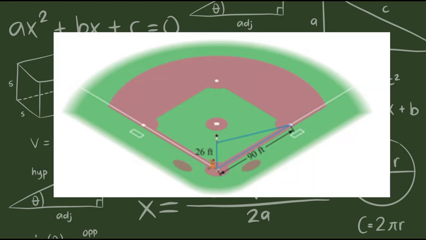So first, let's visualize the baseball diamond. Each side of the diamond is 90 feet long. This is the distance between each base. The pitcher's mound is at the center of the diamond, and the pitcher throws the ball towards the first base. The pitcher's mound and the first base form a right triangle, and we're going to focus on finding the distance from the ball to first base.